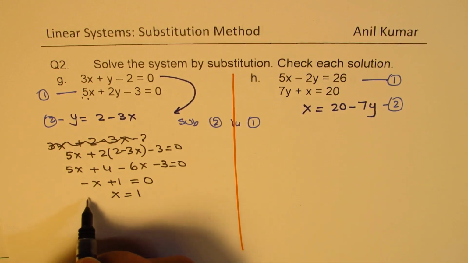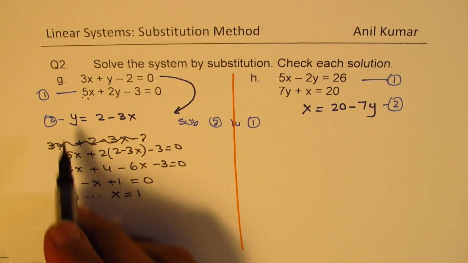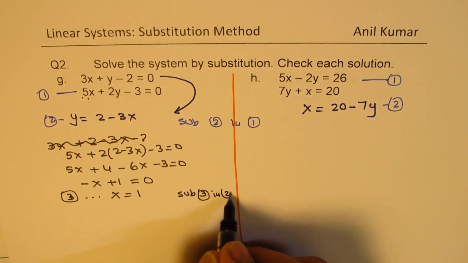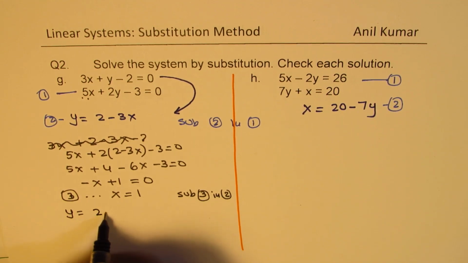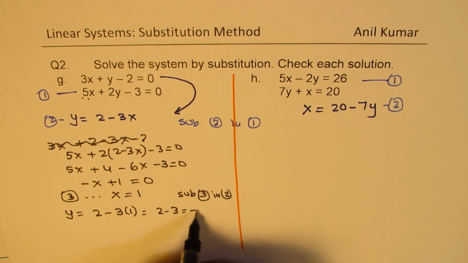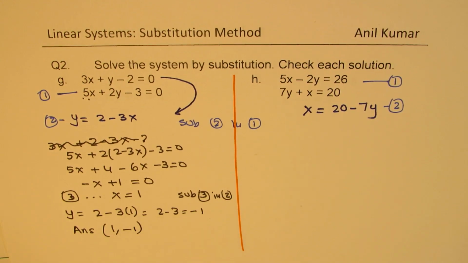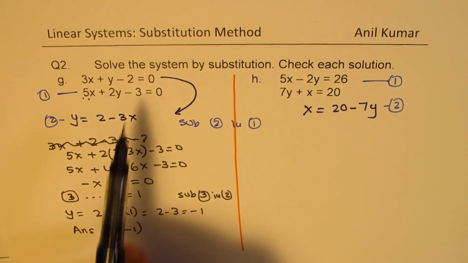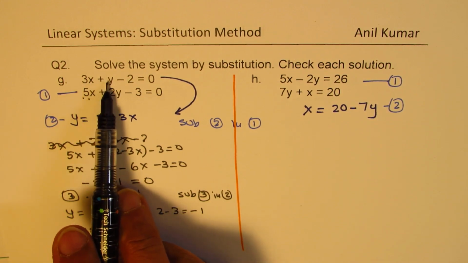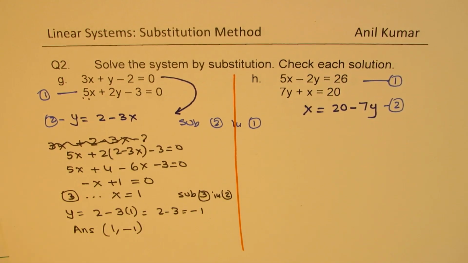Once we get the value of x, let's call this our equation 3. We'll sub 3 in equation 2 to find the value of y, which is 2 minus 3 times 1, which is 2 minus 3, or minus 1. So our answer here is 1, minus 1. Is that clear? If I substitute 1, minus 1, do I get 0? If I write 1 here, I get 3, minus 1 minus 2 is minus 3. So you do get 0. So that helps. Is that clear?